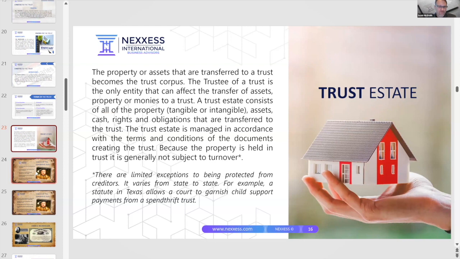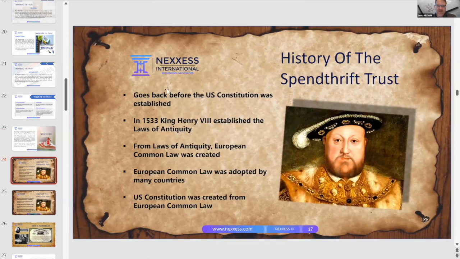All right. Let's talk about the history of the trust. This is not the history of Nexxess, this is the history of the trust. Our trust goes back way before the U.S. Constitution was established, back to the 1500s. King Henry VIII set up the very first spendthrift trust back in the 1500s. It comes from what we call laws of antiquity, European common law.